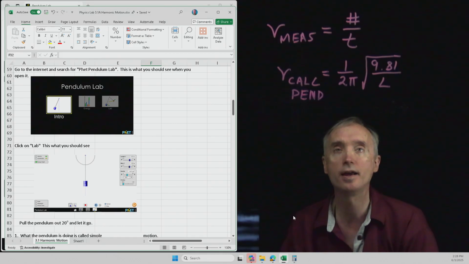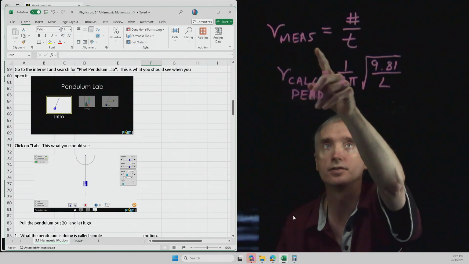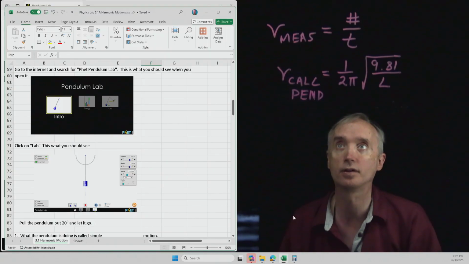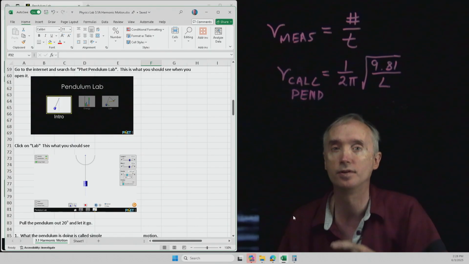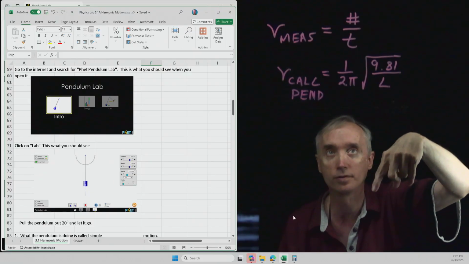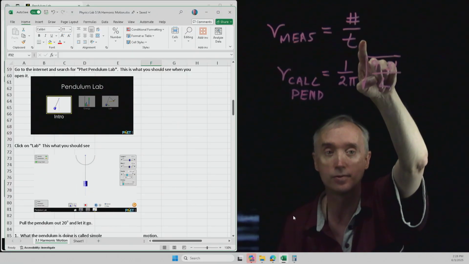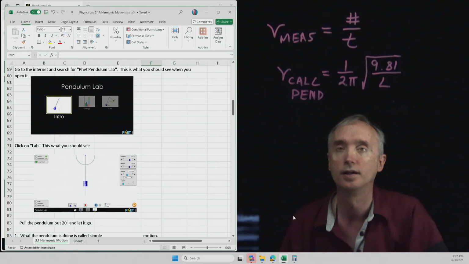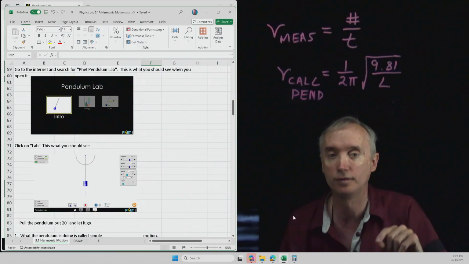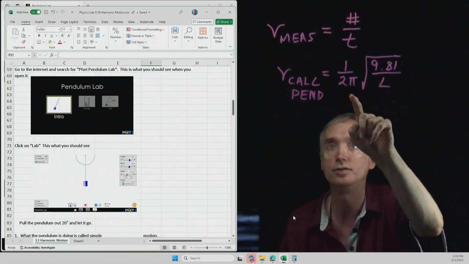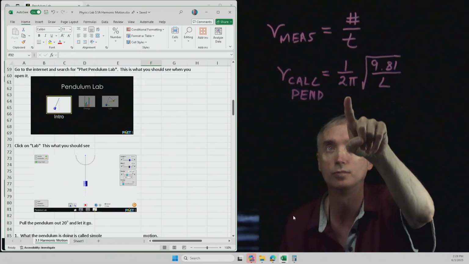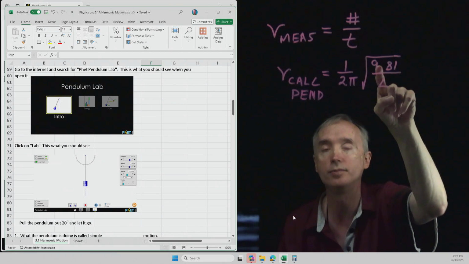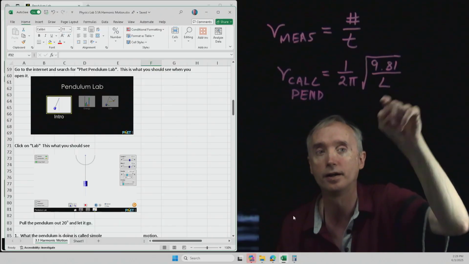I'm back, and so I have written up here the formula that you're going to use in order to measure the frequency of your pendulum. It's going to be the number of times that it swings back and forth divided by the amount of time it's going to take it to do it in. And then you're also going to calculate the frequency of your particular pendulum using this formula here: 1 over 2 pi square root. Now this is that G thing, 9.81, and then divided by L.